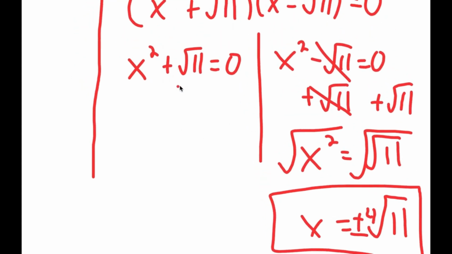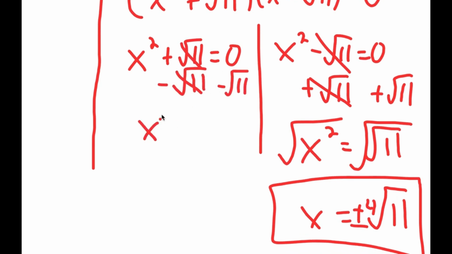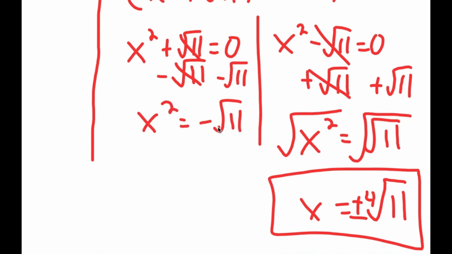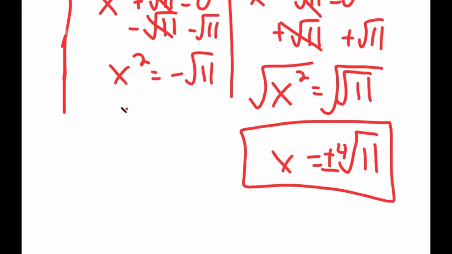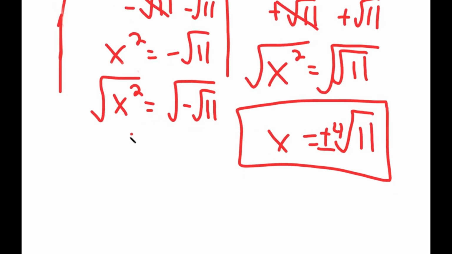Now for x squared plus the square root of 11 is equal to 0, I'm going to subtract the square root of 11 on both sides. So I get x squared is equal to negative square root of 11. So now I get the square root of x squared is equal to the square root of negative square root of 11. So the square root of x squared is x. And the square root of the negative square root of 11, I can write this as negative square root of square root of 11.